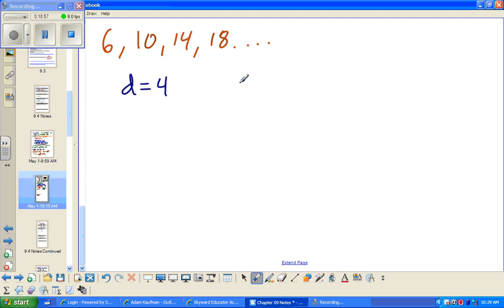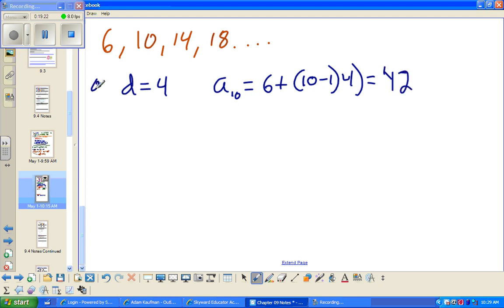And then what's the 10th term? Well, you're looking for a sub 10. You know that needs to equal 6 plus 10, that's the term we want, minus 1, times the common difference. Just multiply that out and you get the answer, 42. That's a 4 and that's a 2. So that's part B.